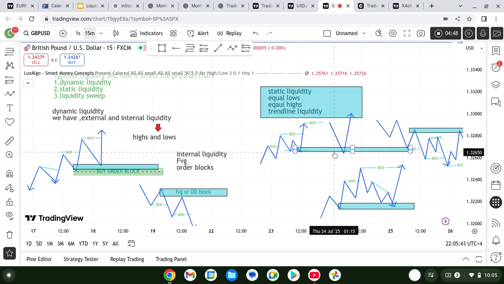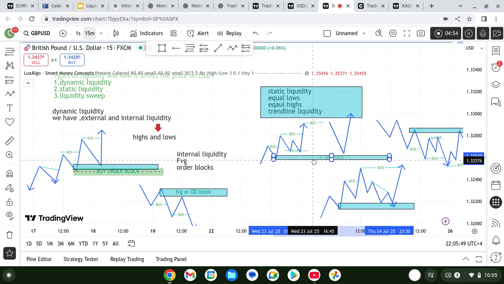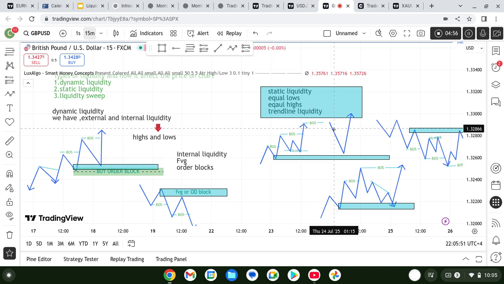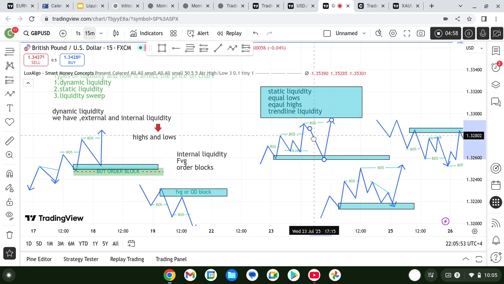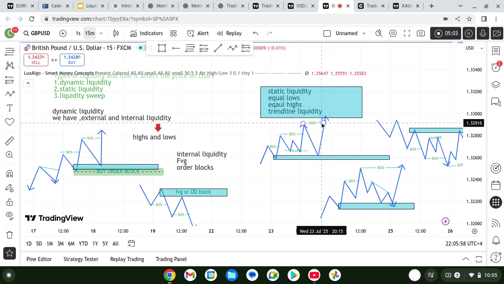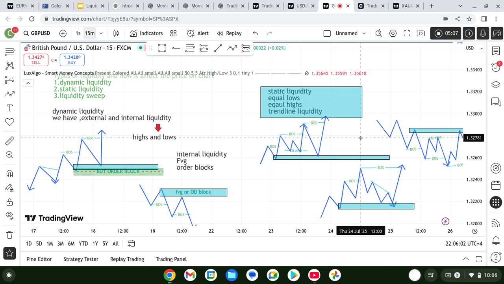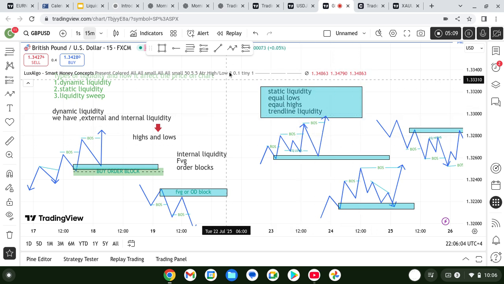Now here, if you have equal lows, it means they will act as my liquidity. The market will come and take this liquidity for it to go up, and take the external liquidity also, like that.